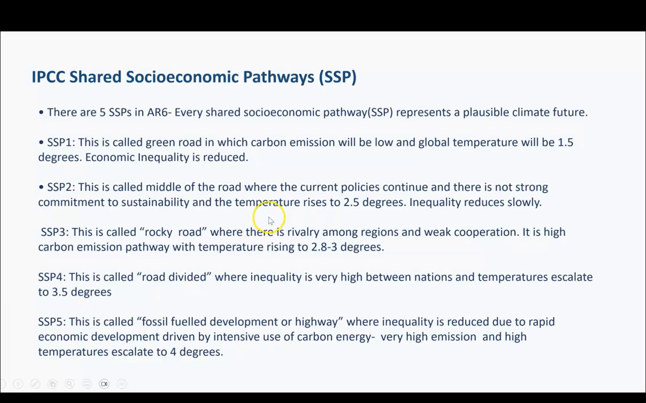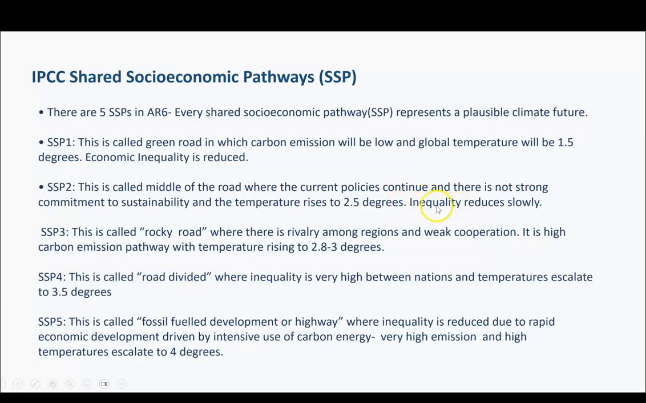Another characteristic of SSP2 is the temperature. Please take note, global temperatures under each of these SSPs. Even if you forget any other feature or characteristic of the SSPs, ladies and gentlemen, you must not forget the global temperature under each of the SSPs, all right? So under SSP2, the global temperature will rise to 2.5 degrees Celsius. And inequality will reduce, but slowly. Inequality will still be there, but it will not be rising. It will be reducing at a slower pace, the way it is now.